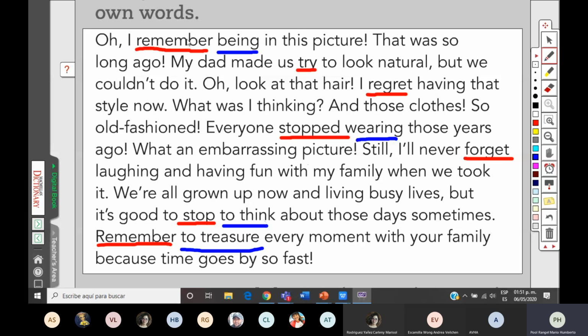¿Sí? Si se fijan, I have the same verb, remember and remember, y tengo stop and stop. That can be followed by gerund ing or infinitive to. Y lo mismo va a pasar con try. También tenemos, aquí en este caso, pues es try to look. Pero también podemos tener try looking. Tengo regret having, but I can also use regret to have, o bueno, ahorita vamos a ver. Forget laughing. Y también puedo decir forget to laugh.